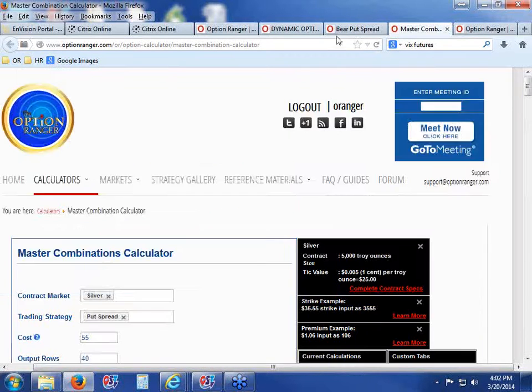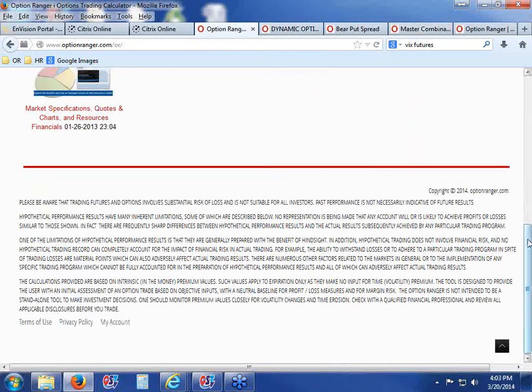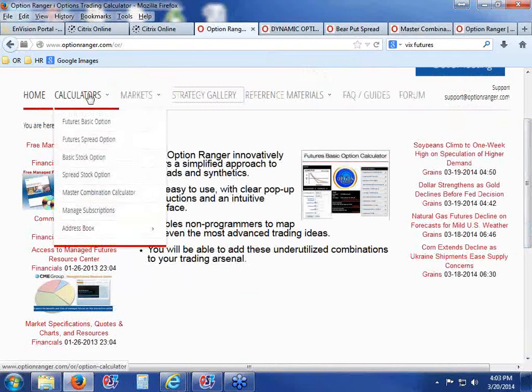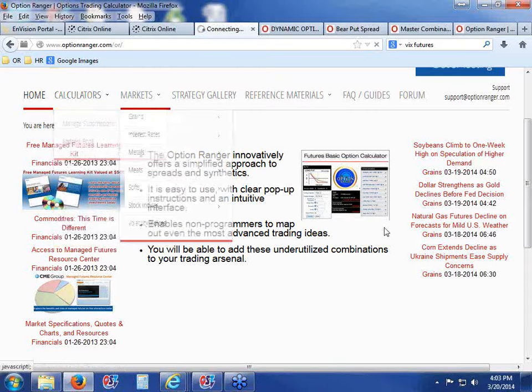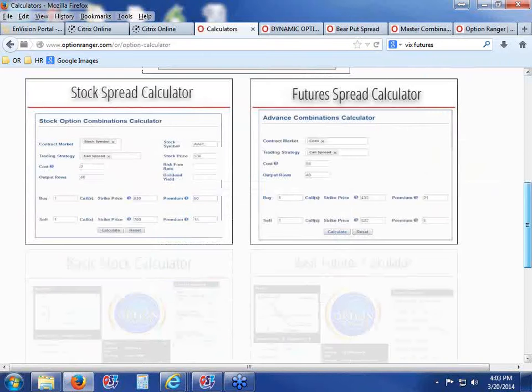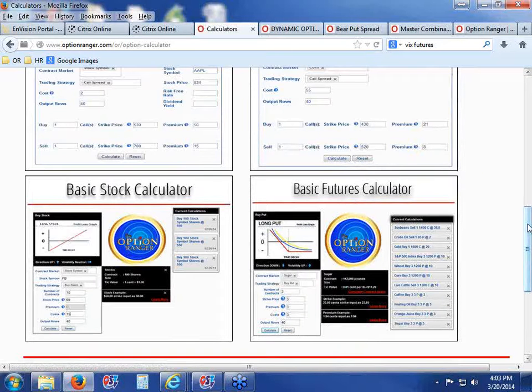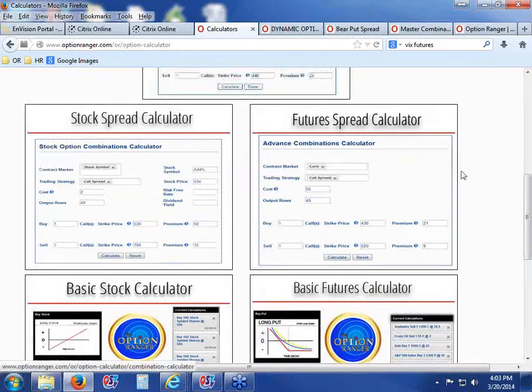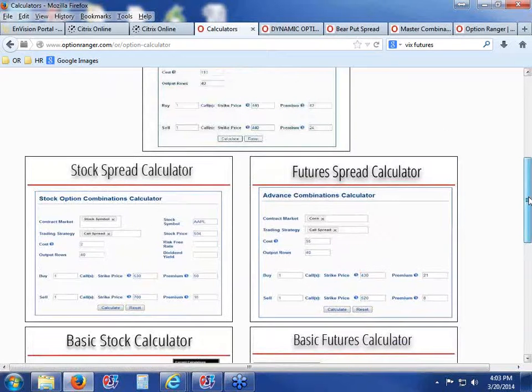If you will look at the option ranger for educational purposes, we have multiple calculators, and the purpose for the multiple calculators is as an exercise in learning the markets. So there's a basic stock and futures calculator for stage 1 of learning with more basic information. Then at level 2 are the futures and combination calculators, and then finally the master calculator, which incorporates all of them.